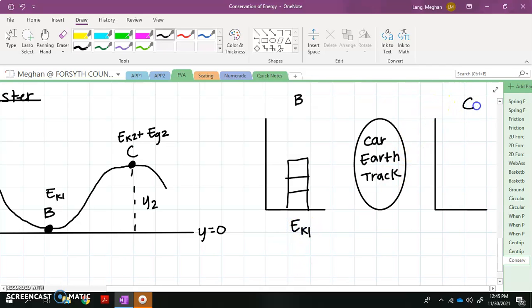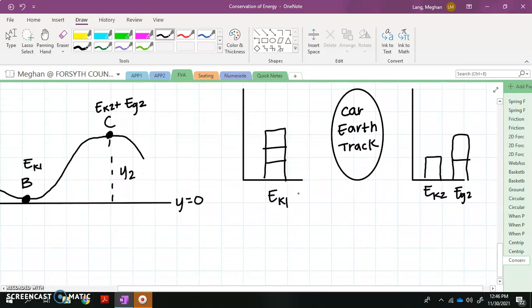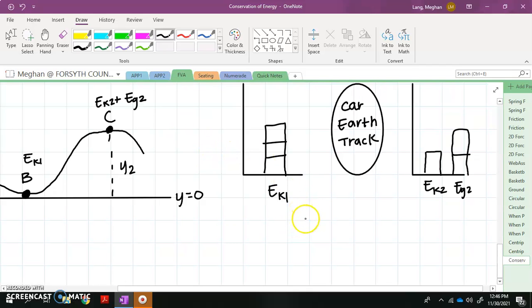And then at point C, I have EK and EG. And I don't know which one is bigger than the other. I really have no idea. So I'm going to just label it EK2 as one, and then EG2 as two, so that they would add up 1, 2, 3, 1, 2, 3. So then now if I set the left equal to the right, then EK1 is equal to EK2 plus EG2.